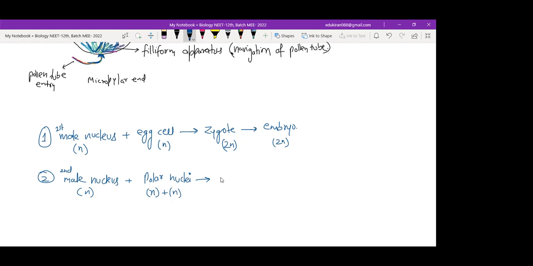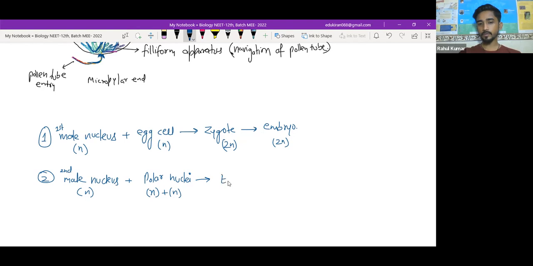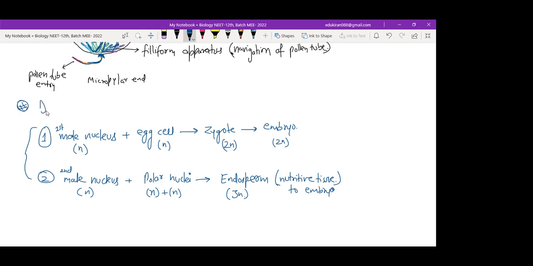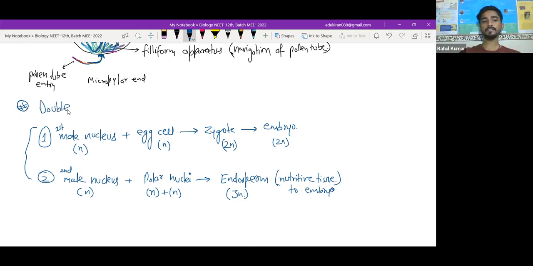But in total, how many nuclei are fusing together? 3. So the resultant tissue which is formed is known as endosperm. The ploidy of endosperm will be triploid, 3N. This is a triploid tissue, and its function is to provide nutrition. It's a nutritive tissue to the developing embryo, which was formed here. So do you realize that both of these fertilizations are happening together? That's why this event is known as double fertilization, and it happens in plants, in angiosperms.